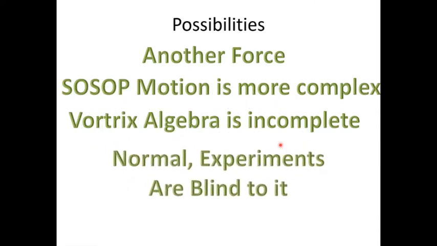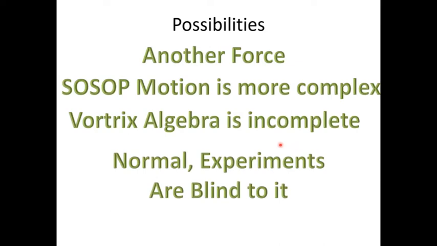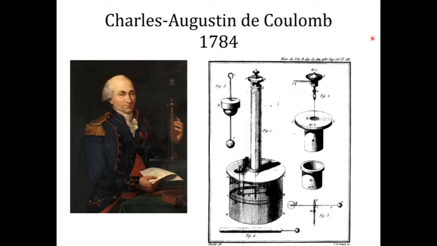Okay, and the most logical explanation is that what we're seeing is normal, and our normal experiments are blind to this missing quarter. So let's go look into some experiments. The experiment used to measure the Coulomb force was developed by Charles Augustin de Coulomb in 1784. He published the results. And again, we're using a torsion balance, which is the torsion between two charged spheres.